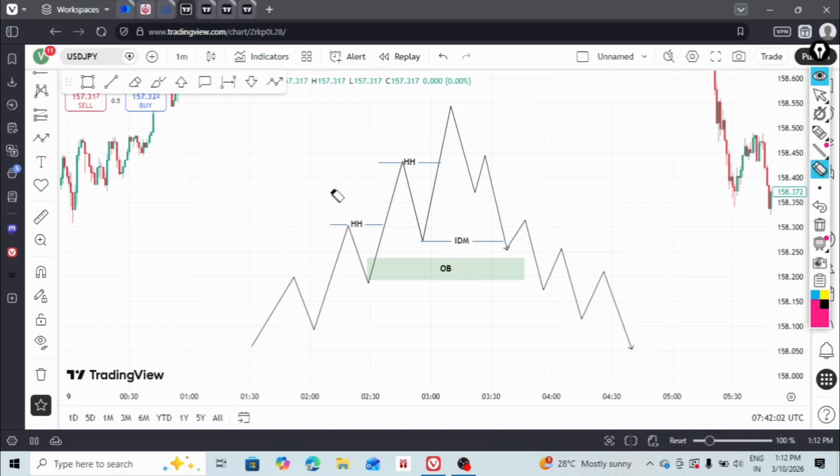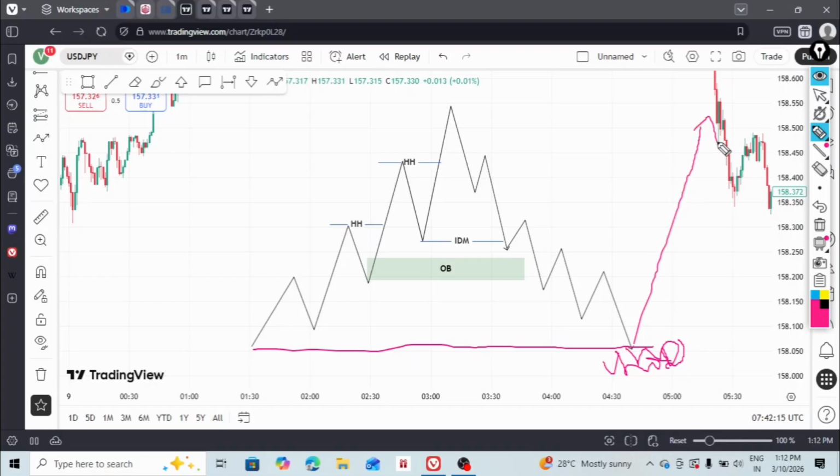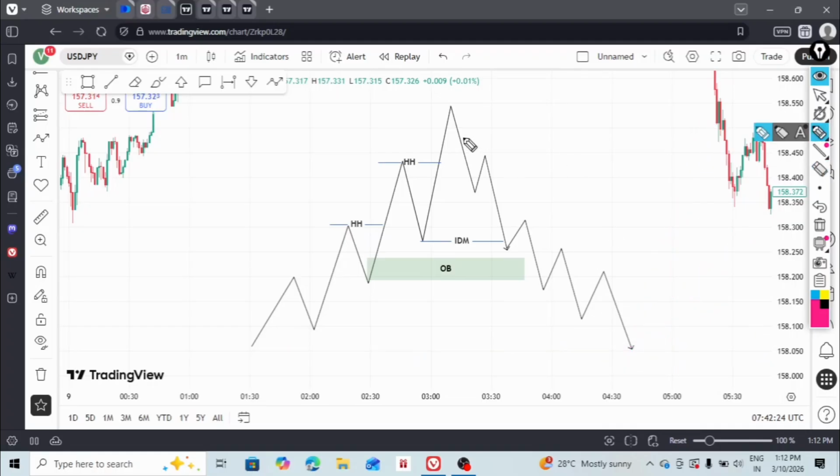Here, if we have the change of character level, sometimes the market can just give a breakout sweep, and then it can directly go up as well. Or sometimes it can give a change of character as well. So this price is indicating that the market wants to go down, even though it's technically in an uptrend.